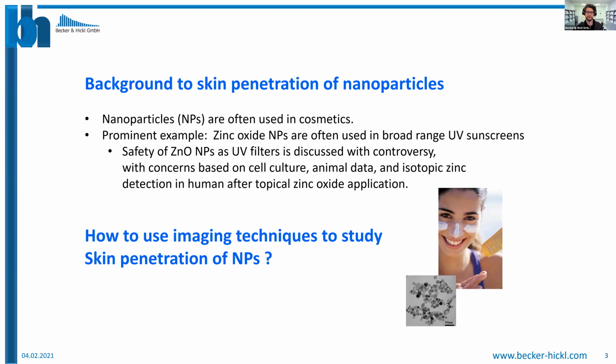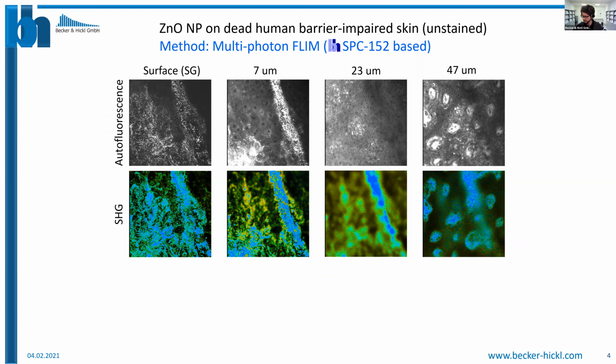Nanoparticles are often used in cosmetics. A prominent example is zinc oxide nanoparticles that are often used in broad-range UV sunscreens. But there are safety concerns, since if the nanoparticles can reach the viable epidermis, it might be toxic. So how do we use imaging techniques to study skin penetration of nanoparticles? One approach is to measure multiphoton microscopy from the top of the skin. You do horizontal Z-stacks. So this is the surface, 7, 23, 47 microns, this is the autofluorescence channel and the SHG channel.